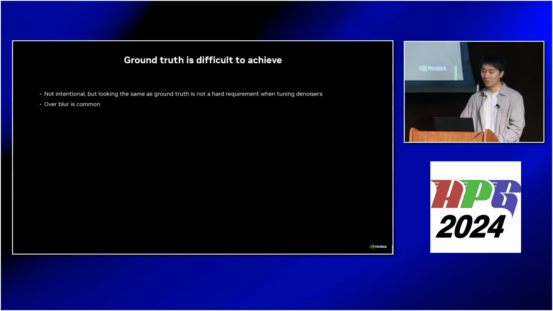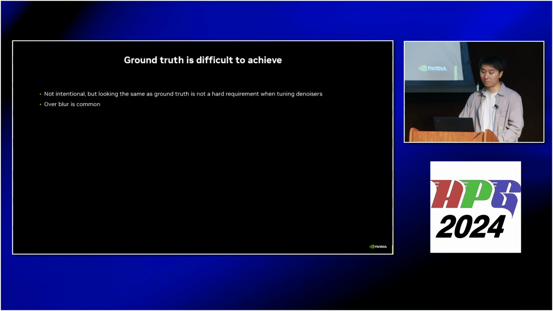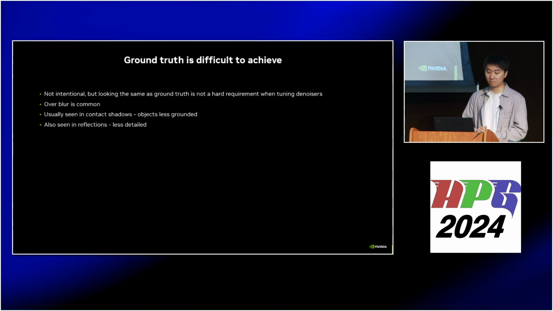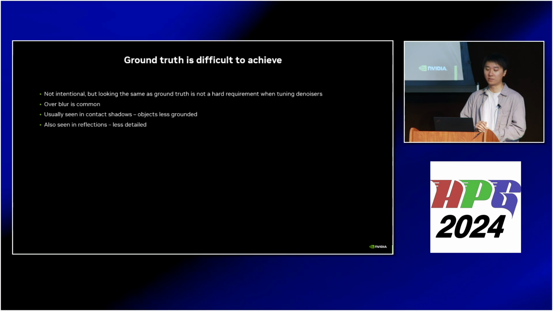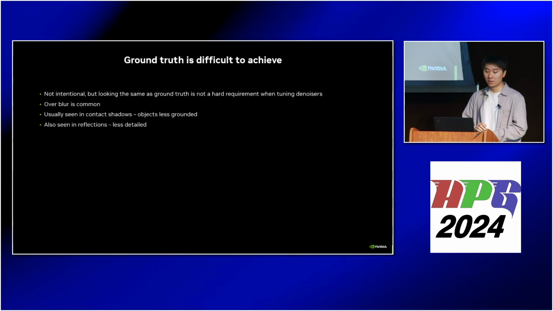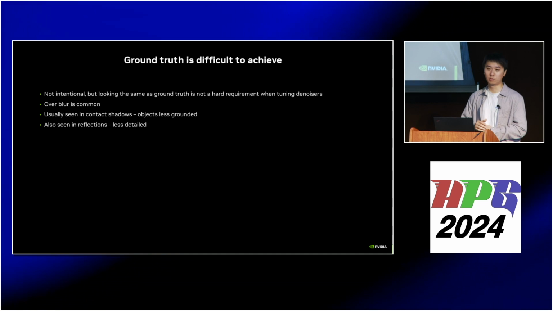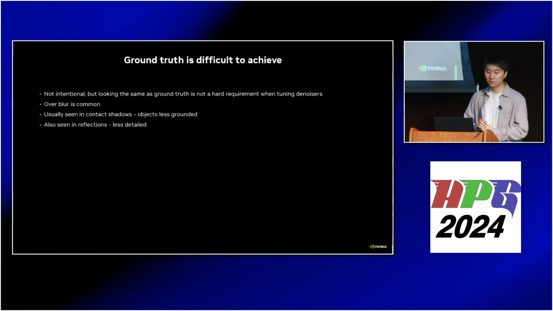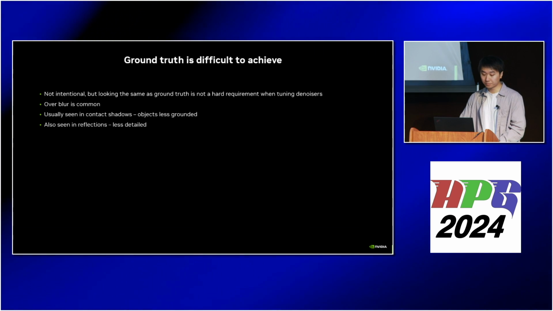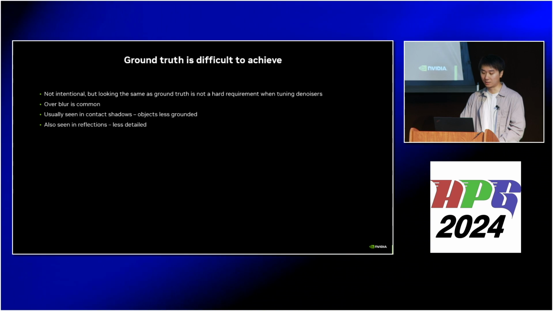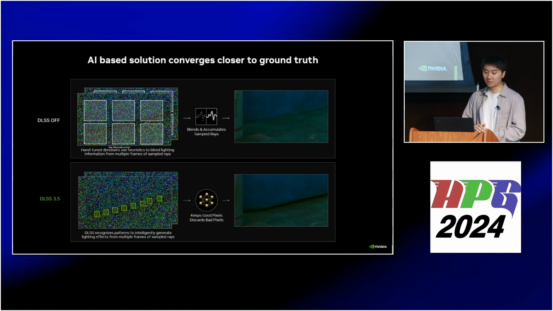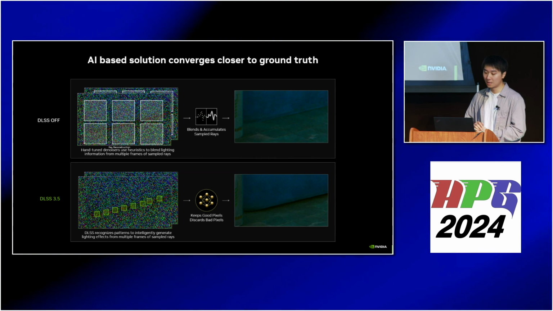For example, over-blur is a common problem. It can usually be seen in contact shadows, which often get neglected, and objects will look less grounded if the contact shadow gets over-blurred, and that's really common. It's also seen in reflections. Reflections will be less detailed. This is a case that's demonstrating the contact shadow problem.